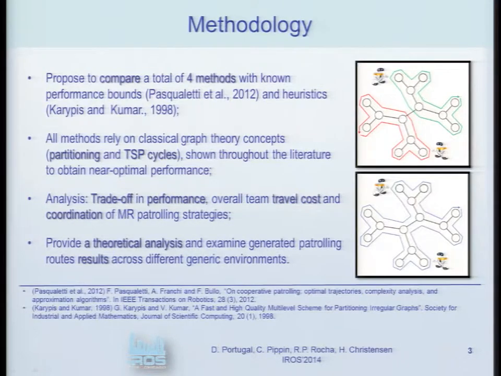So we propose to compare a total of 4 methods, 2 of them with performance bounds and 2 of them heuristics. These are all based on classical graph theory concepts like graph partitioning and TSP tours, which have been shown in the past to obtain near optimal performance. We then analyze the trade-off in performance, traveling costs, and the importance of coordination in multi-robot patrolling strategies. In this paper, we also provide the theoretical analysis and examine the patrolling routes generated by each different strategy across multiple environments.